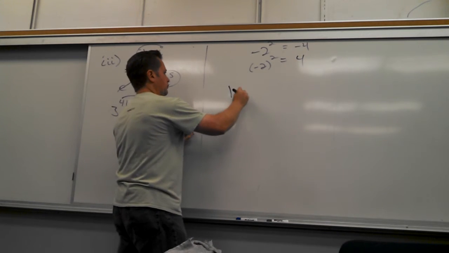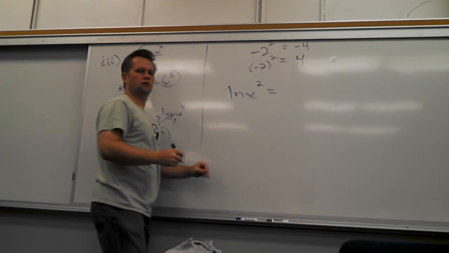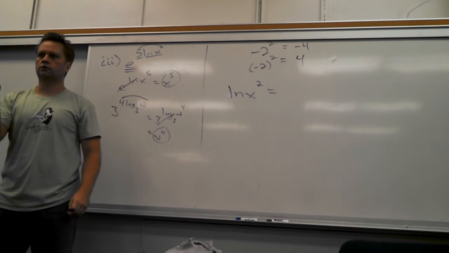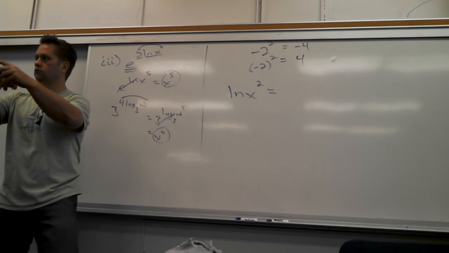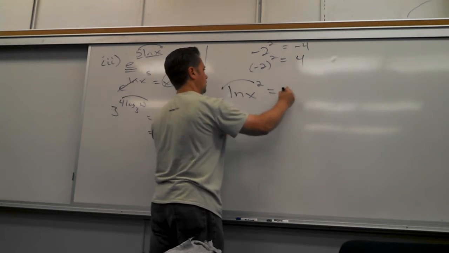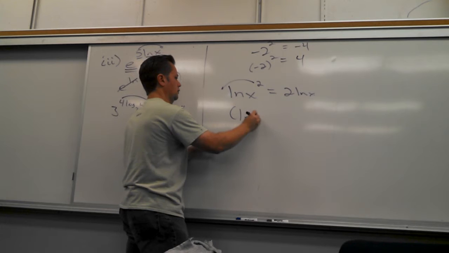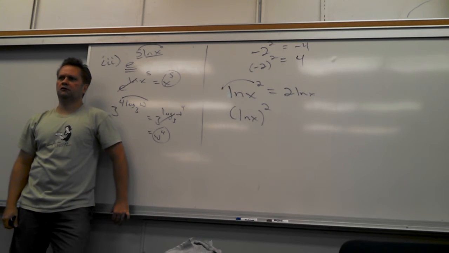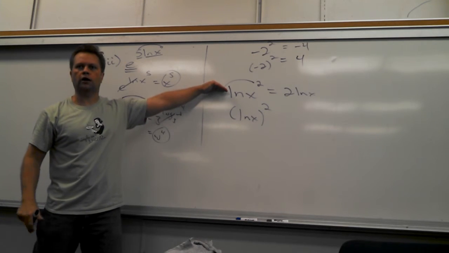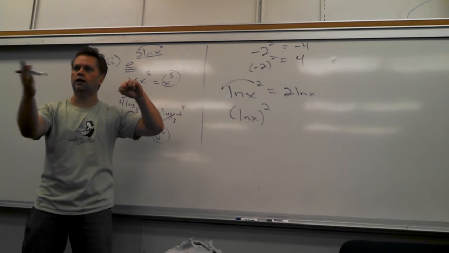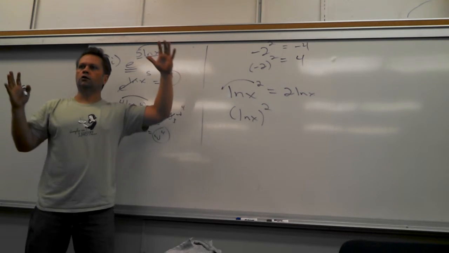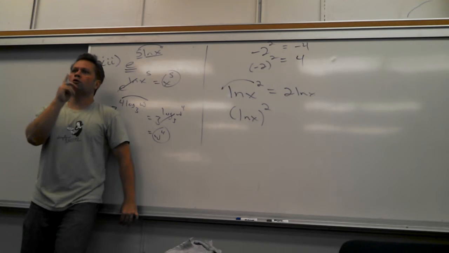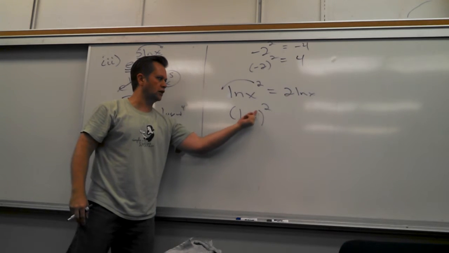So what's the difference here? How can I rewrite this? Nothing tricky. Yeah, the 2 can come down. Do you see the difference, though? It's a major difference. In this problem, what's being squared? X is being squared. In this problem, what's being squared? The whole ln. So this 2 cannot come down. There is no power on the inside. It's a 1.